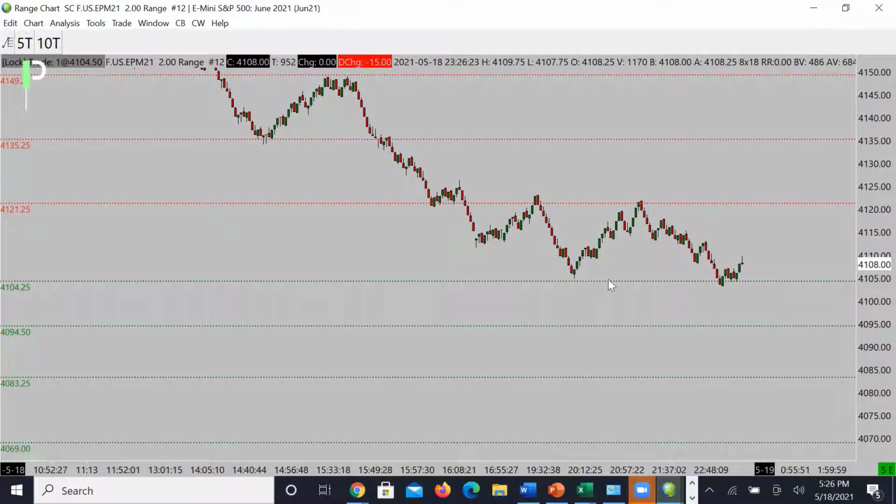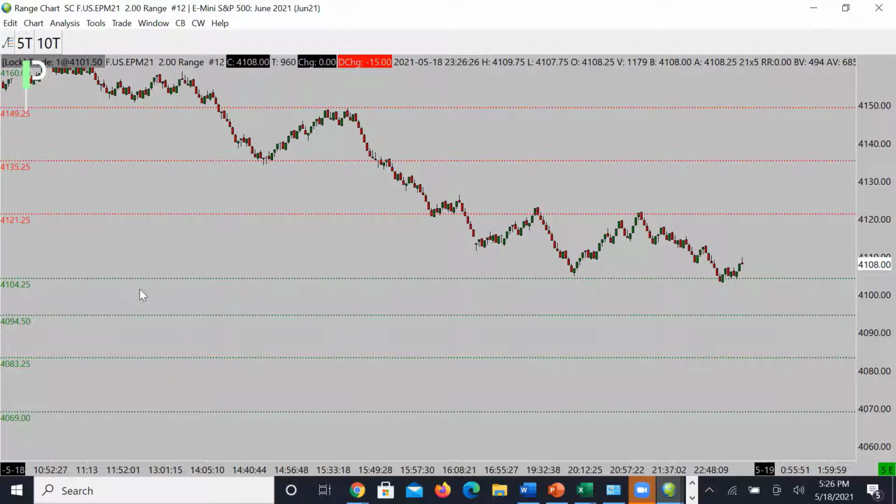But again, here on S&P 500, you guys can see support coming in 4104.25 as the first level of support. So we'll see if we get another bounce and a continuation back up. But again, underneath that level, if you are going to try to fade this trend, you're looking for 94.50 as support, or 83.25, or 40.69 as it's moving down.